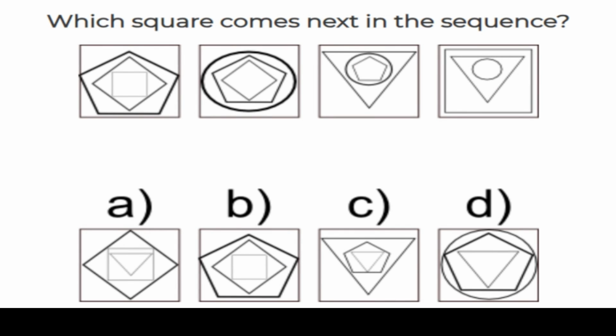5. Which square comes next in the sequence? The answer is A. There are 3 shapes inside the square at all times. The most outer shape, the biggest, moves inward to become the middle layer, moves in to become the most central layer, and then the most central layer disappears. Random new shapes appear each step as the most outward layer.